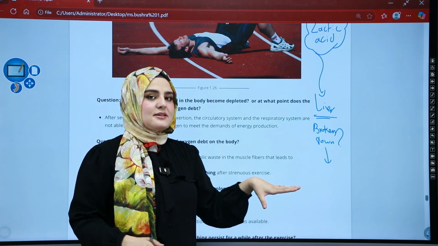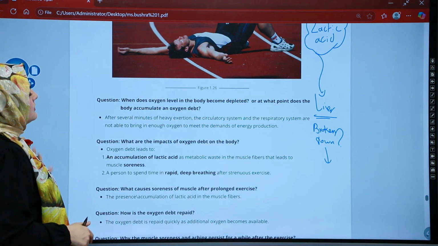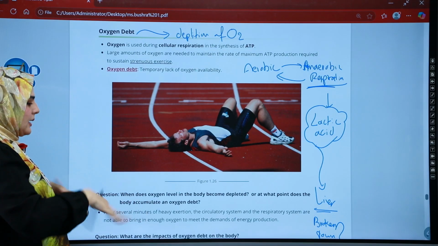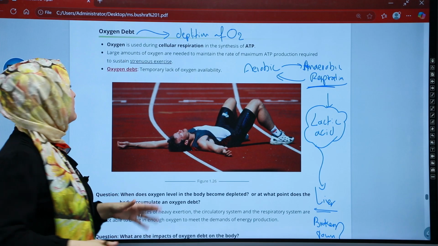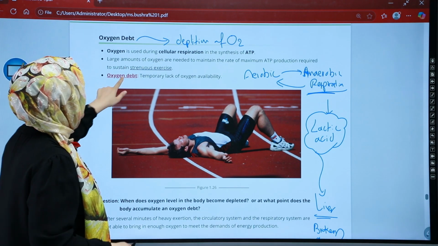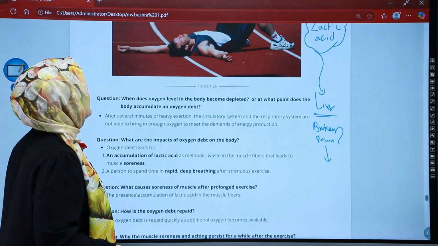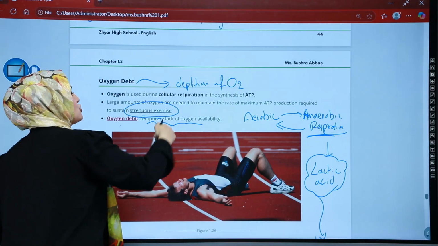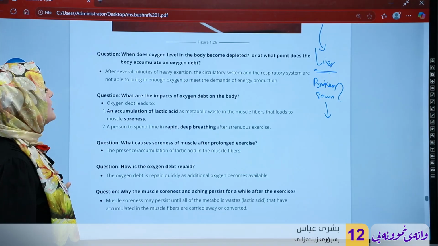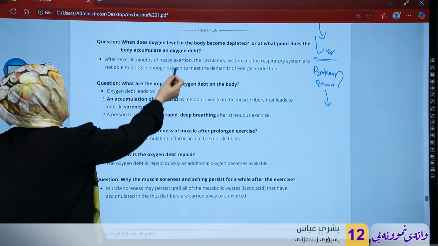Unless every lactic acid is gone, your breathing is never going to be normal again. So that takes a while, and that's why it takes a few minutes to stop panting and stop this heavy breathing that we have. So oxygen debt is a temporary lack of oxygen availability. It happens only when you do strenuous or strong exercises, heavy exercises. When does oxygen level in the body get depleted? Like we said, in heavy exercises.